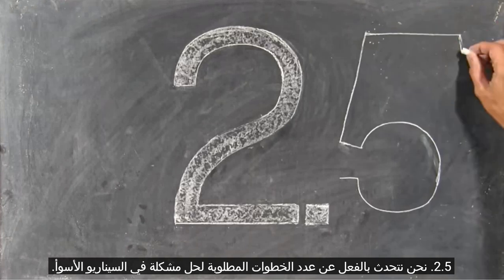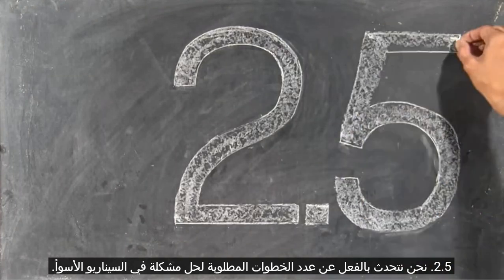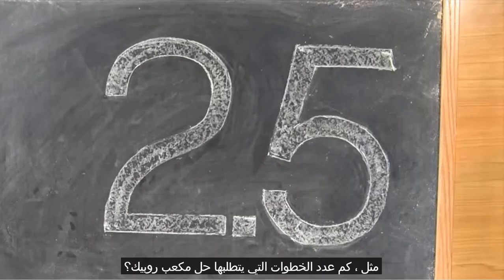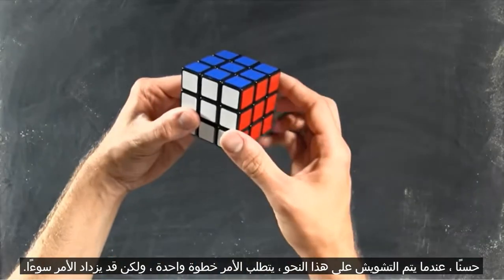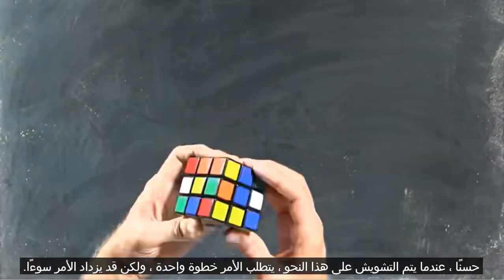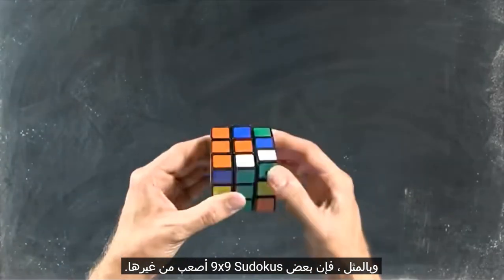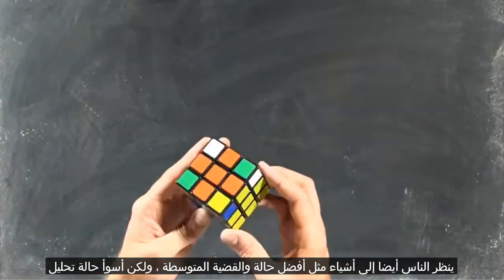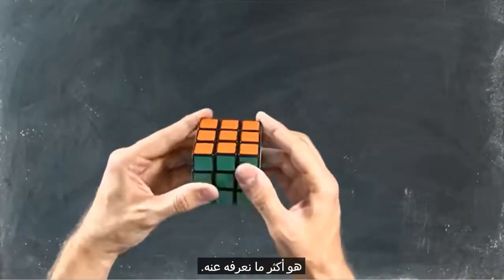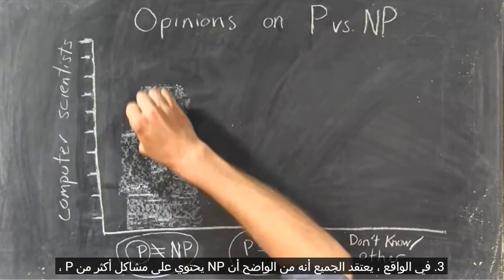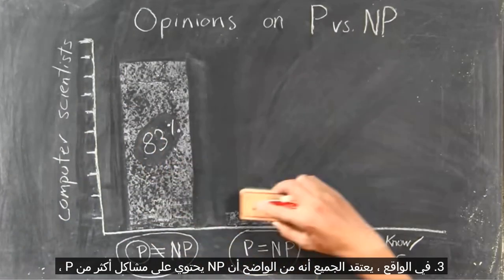2.5. We're actually talking about the number of steps required to solve a problem in the worst-case scenario. Like, how many steps does it take to unscramble a Rubik's Cube? Well, when it's scrambled like this, it takes 1 step, but it can get a lot worse. Similarly, some 9x9 Sudokus are harder than others. People also look at things like the best case and the average case, but worst-case analysis is what we know the most about.